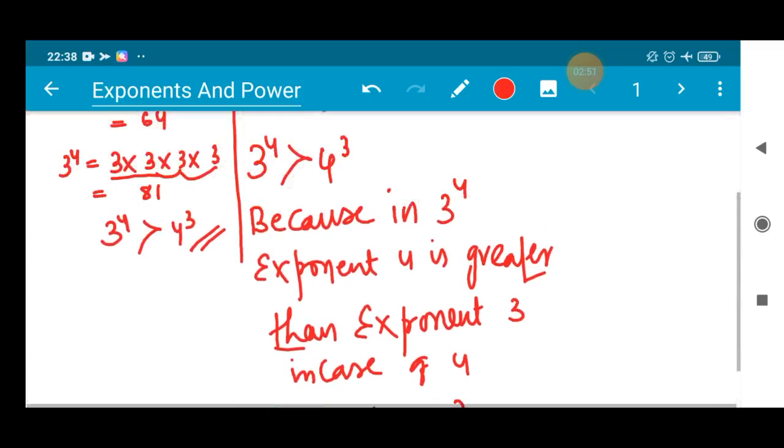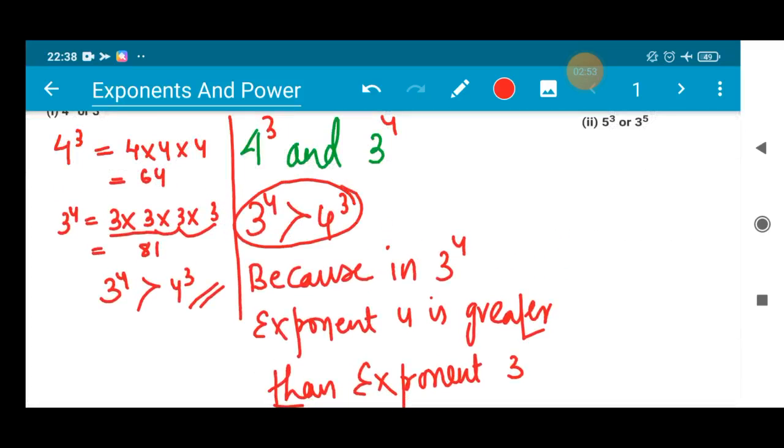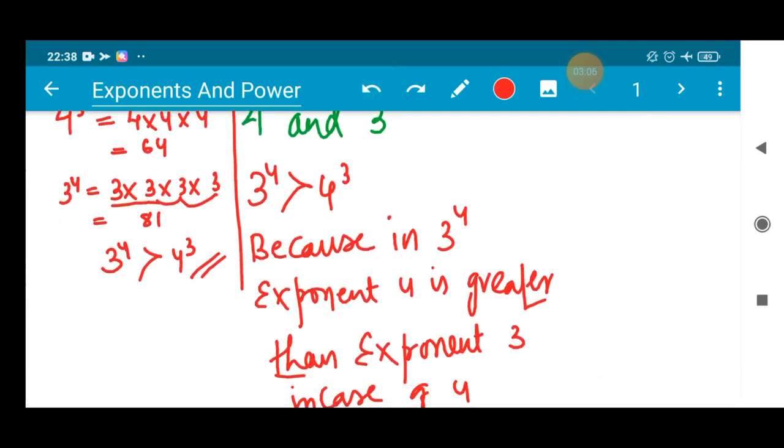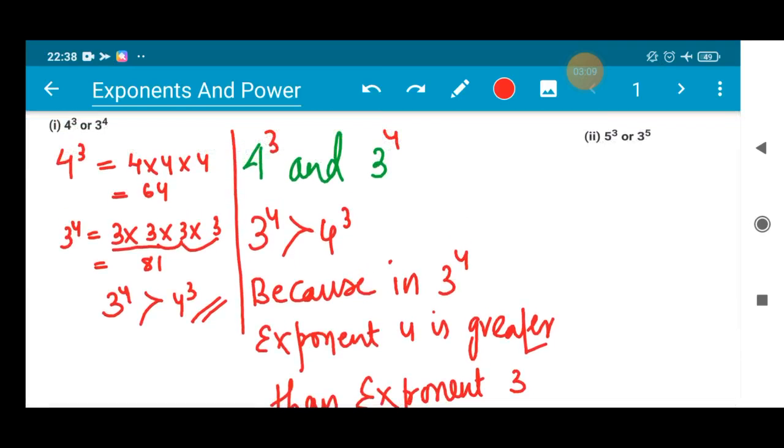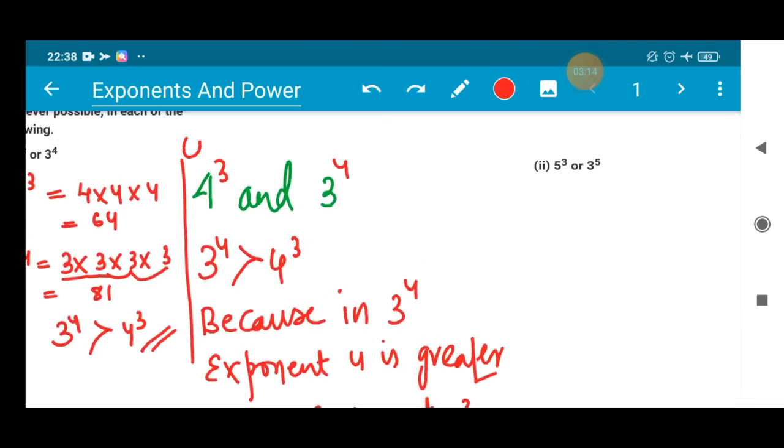So you gave the verification also that 3 to the power 4 is greater compared to 4 cube. Why? Because when you expand this number, you will get the value 81 for 3 to the power 4, and for 4 cube you got 64. So when you compare, of course 81 is greater. 81 means it is 3 to the power 4, and 64 means it is 4 cube. Hence 3 to the power 4 is greater. And the other way is, whenever the exponent is greater compared to the other, we will say that the one having the greater exponent will be the larger number.